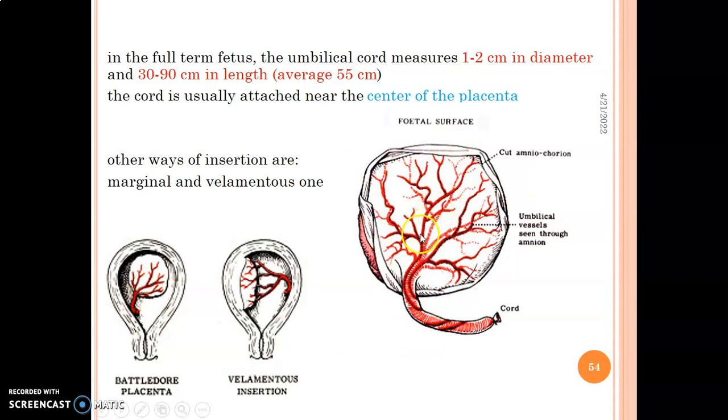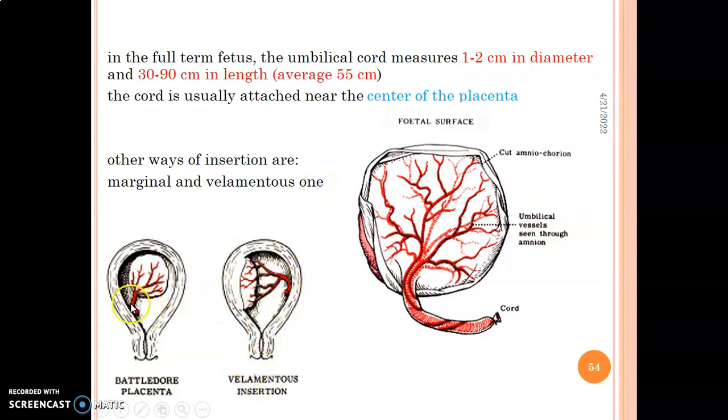Okay, so it inserts onto the fetal surface. This is the fetal surface of the placenta. So this is what you call the battledore placenta. The umbilicus is supposed to be at the center. You see this one is at the center, but this one is at the margin of the placenta. So that's battledore, marginal. But you can also have velamentous placenta.